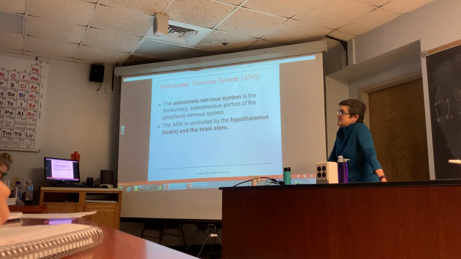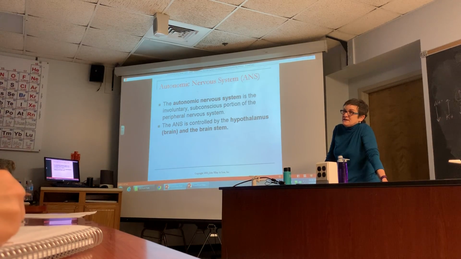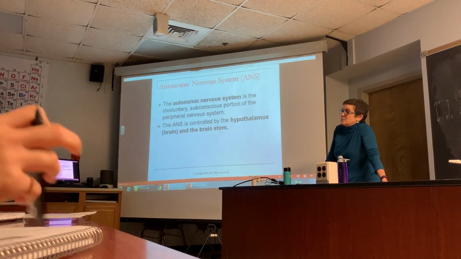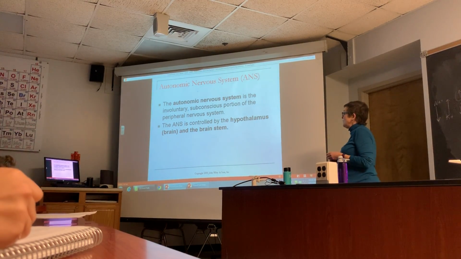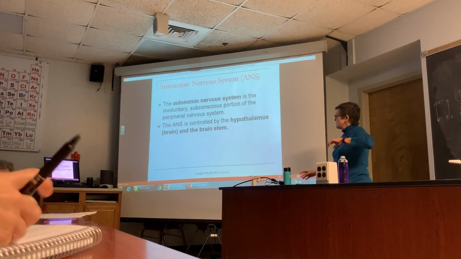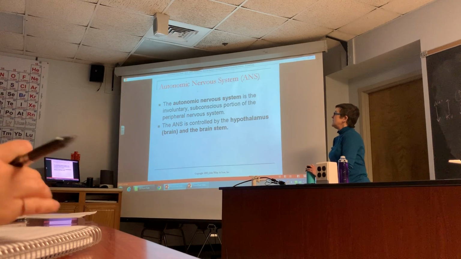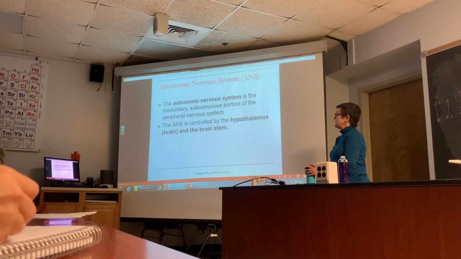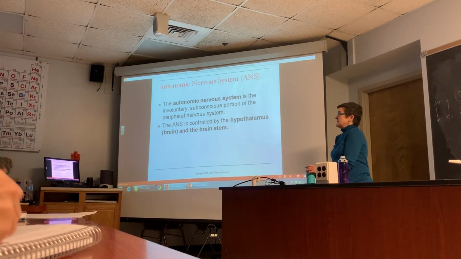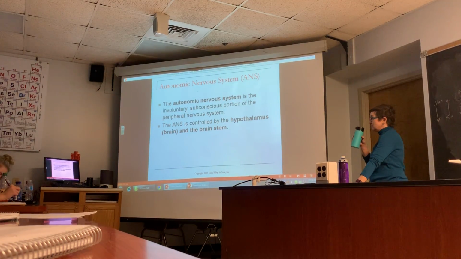Some of you have had it, some of you have not. And if you have had it, it probably wouldn't hurt you to see it again because it's a pretty complex system. If you did see it, you probably saw it at the end of the semester when you were rushing, trying to finish up and study for the final, so it's probably a good idea to see it again. Anyway, the autonomic nervous system is the involuntary subconscious part of your peripheral nervous system.